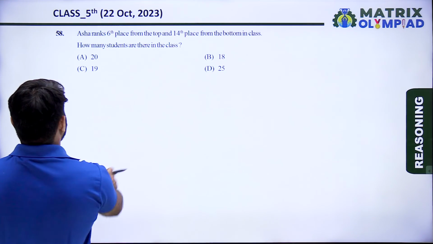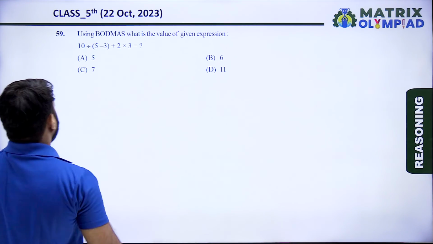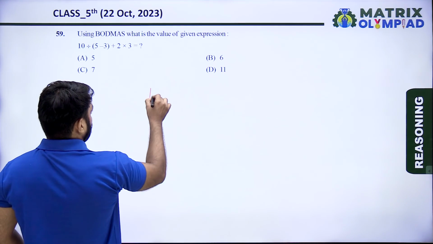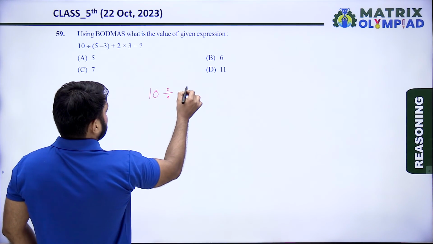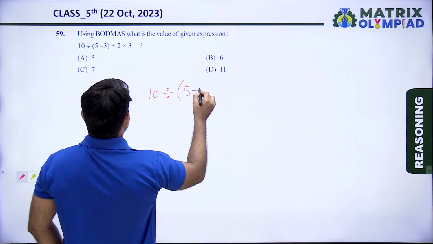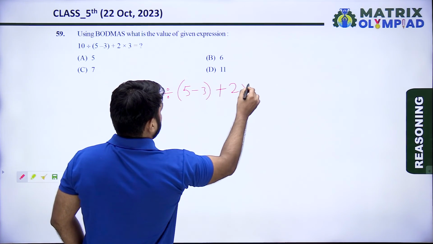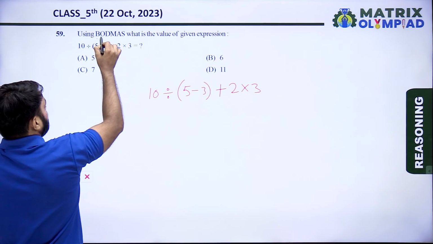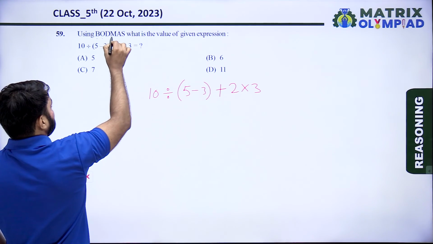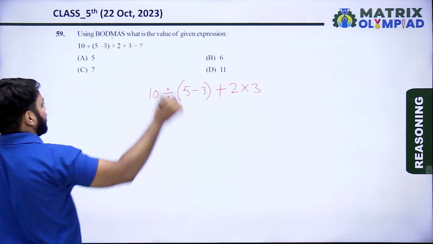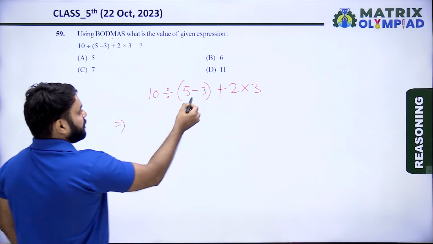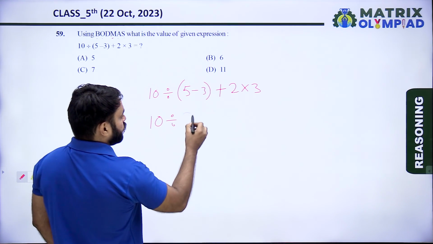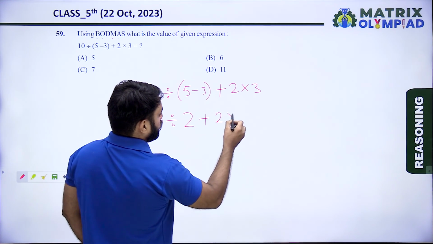So the next question is question number 59. Using BODMAS, what is the value of the given expression? So find the value of the given expression: 10 divided by bracket 5 minus 3, plus 2 multiplied by 3. Using the BODMAS rule, B means bracket, O means order of power, D means division, then multiplication, addition and subtraction. So first solve the bracket. So 10 divided by 5 minus 3, it means 2, plus 2 into 3.